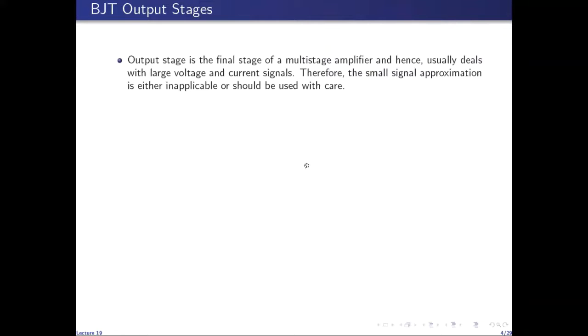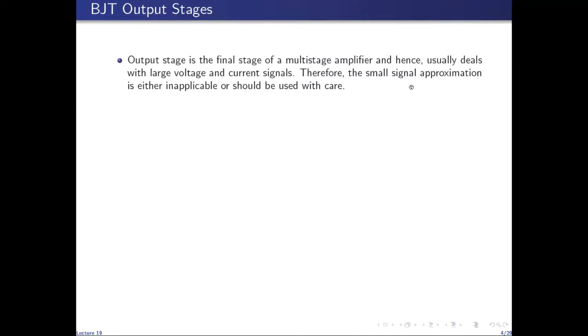Since the output stage is the final stage of a multi-stage amplifier, it usually deals with large voltages and currents. This is because the small signal, when it travels through the chain of amplifiers in the multi-stage amplifier, is amplified by the middle stages before it reaches the input of the output stage. So the output stage typically deals with large voltages and currents.